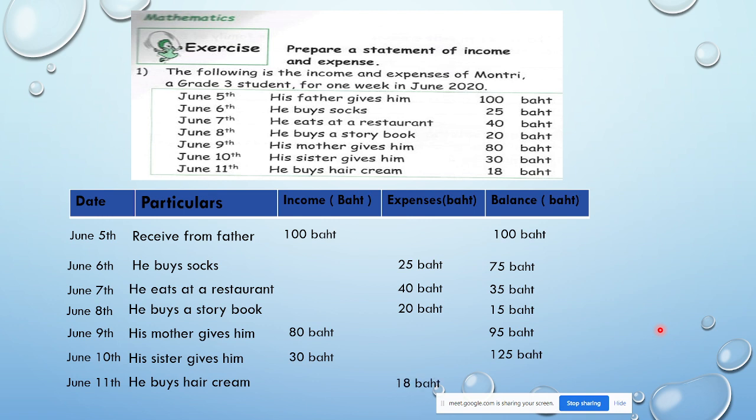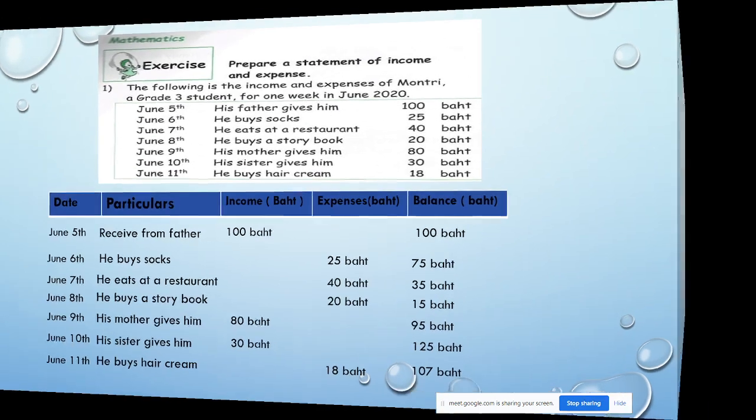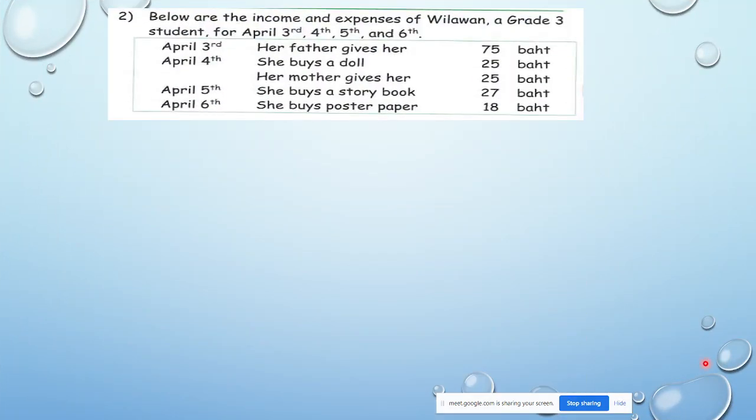So 125 minus 18 is 107. Yeah, so that's his money after 7 days. He's got 107 baht. All right, now let's have another example.